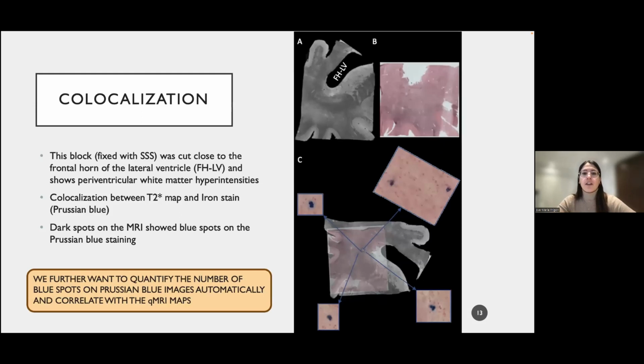And we used salt fixed blocks that were cut close to the frontal horn of the lateral ventricle, and that showed periventricular white matter hyperintensities on the full brain image that was acquired prior to this project. We wanted to colocalize the dark spots of the T2 star map and the blue spots found on the Prussian blue staining, in which both modalities could show iron deposits. So our goal is to eventually quantify the number of blue spots on Prussian blue stainings automatically, and then correlate them with the qMRI maps.